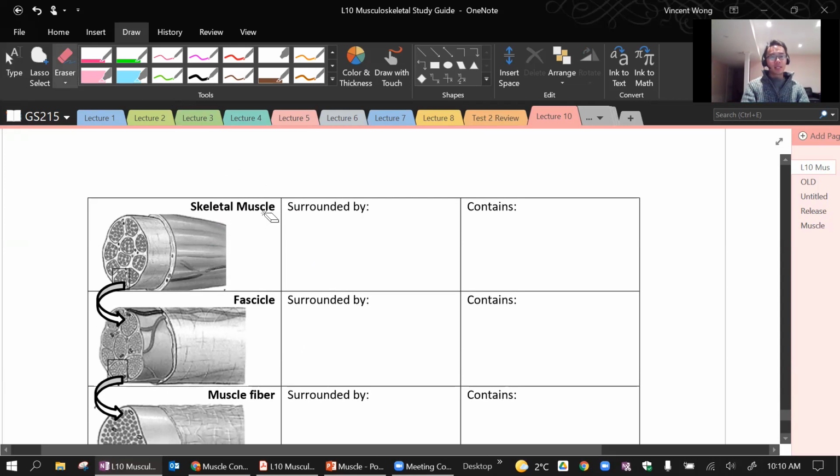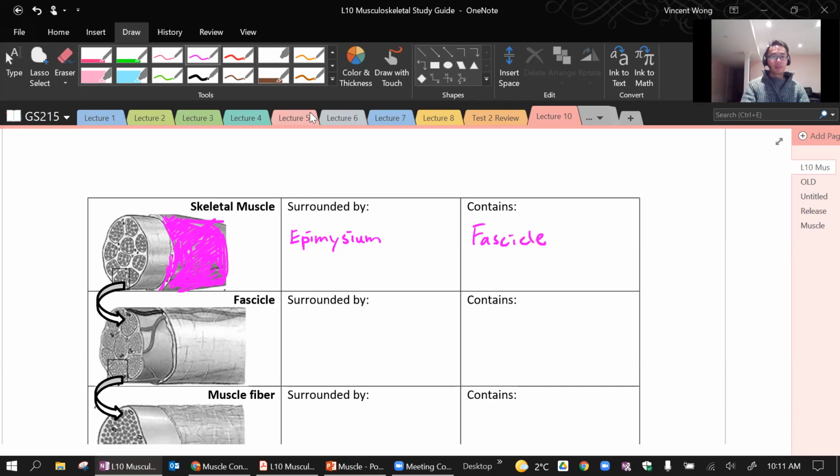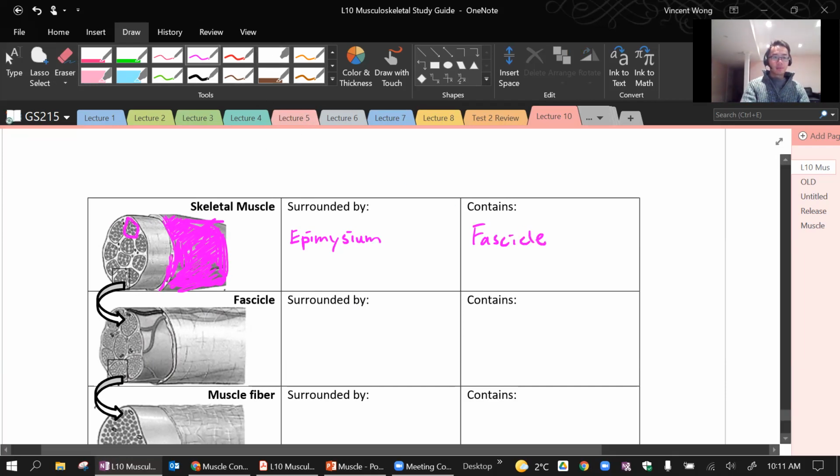Okay, so this is the entire skeletal muscle. What surrounds the skeletal muscle? So what I'm going to put here, surrounded by epimysium. That's this stuff right here. Epimysium. Epi is outside. You get the point. What does the skeletal muscle contain? It contains the fascicle. So that's a fascicle. That's a fascicle. So on and so forth.